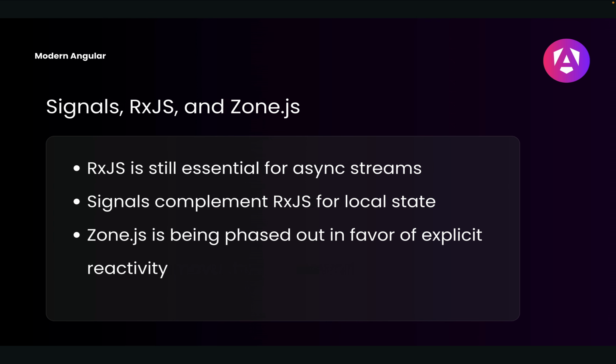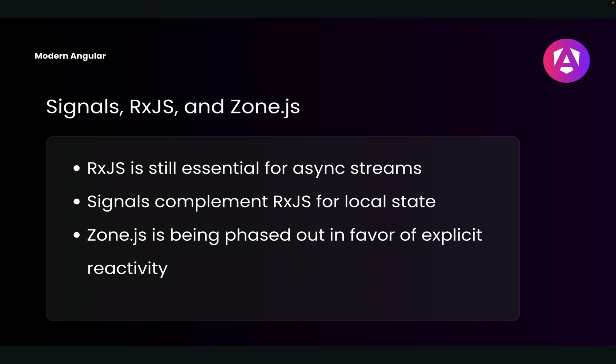As applications grew, many of us started using RxJS more heavily. For example, using Observable, Subject, BehaviorSubject. RxJS is extremely powerful and it's still a core part of Angular today, but it was often used for local UI state, even when that state was synchronous. This led to patterns like subscribing in components, managing subscriptions manually. That was a big headache. It's still a big headache if we are relying heavily on RxJS and not adopting signals.